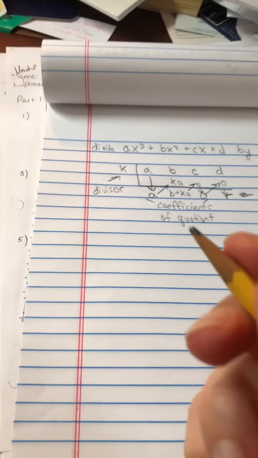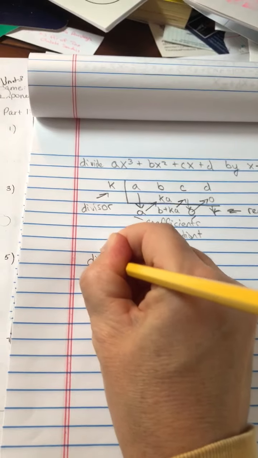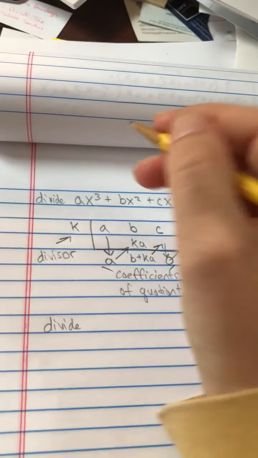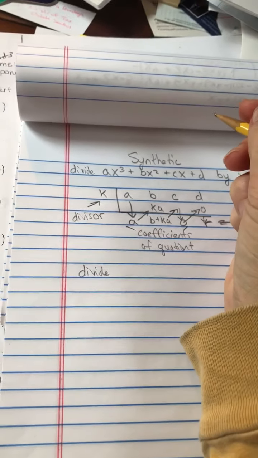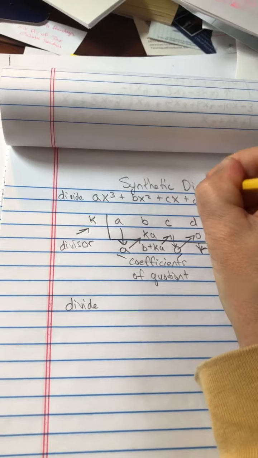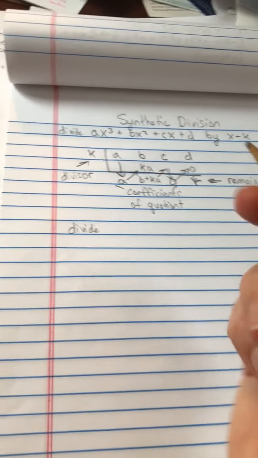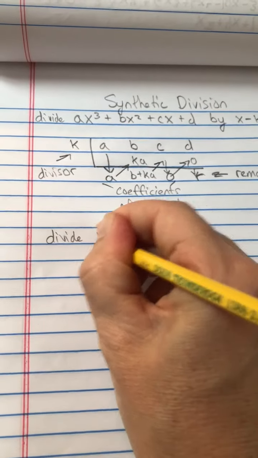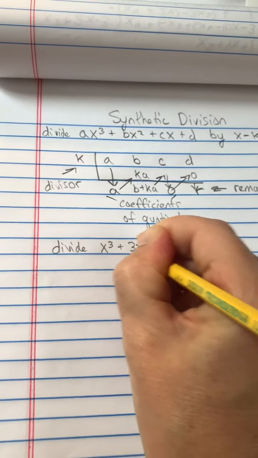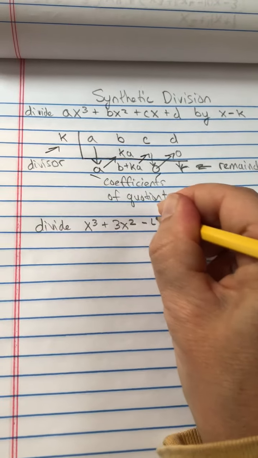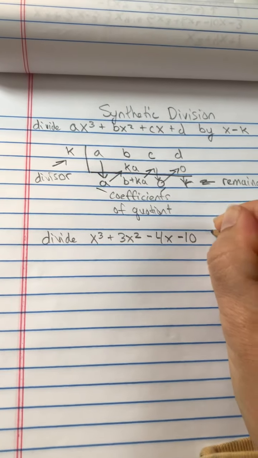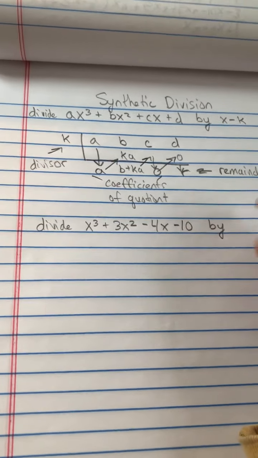Okay, so what does that mean? Let's look at an example and I'll show you. Incidentally, this is called synthetic division. I think it's how you learned how to divide, most of you. Divide x cubed plus 3x squared minus 4x minus 10 by x minus 2.